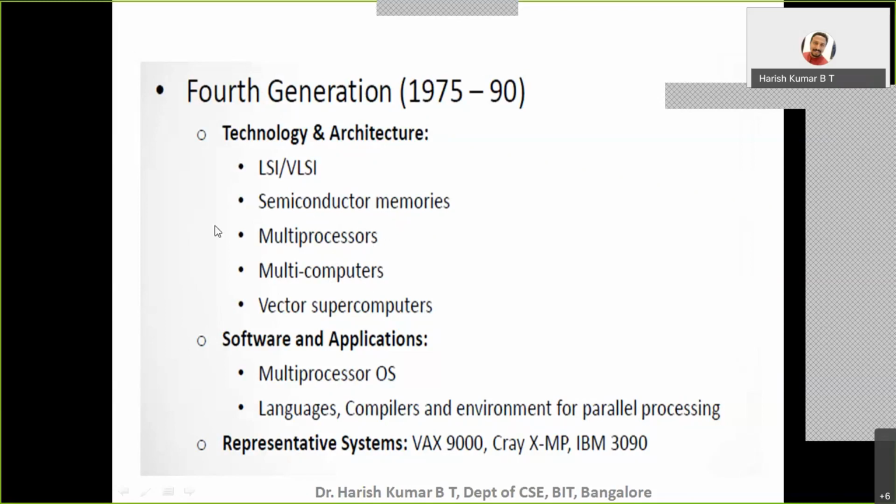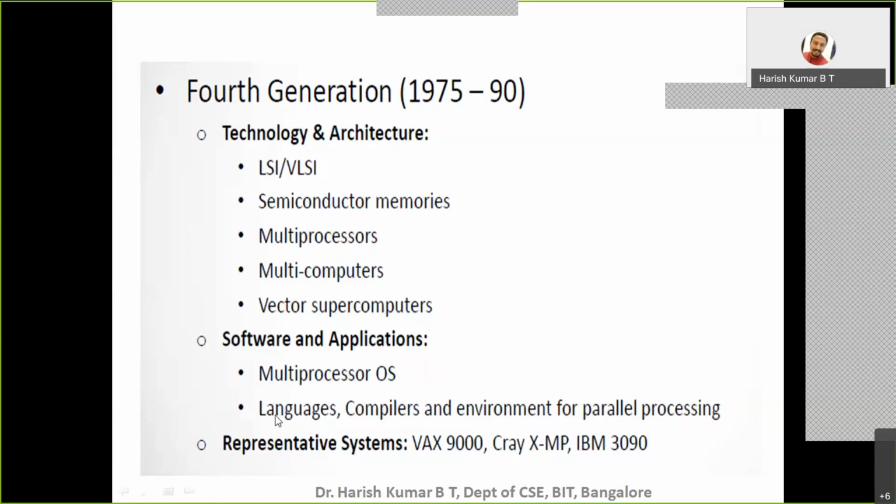This is with respect to the hardware in the fourth generation computer system. Now coming to the software and applications, multiprocessor operating systems came, because it's not the single processor architecture now, you have multiprocessor architecture. Even now people say I have a dual core processor, quad core processor, octa core processor. When you say dual core, how many processors does it have? It has 2 processors. When I say quad core, how many processors? 4 processors. So to support that, when you have multiple processors, you require a multi-processing operating system.